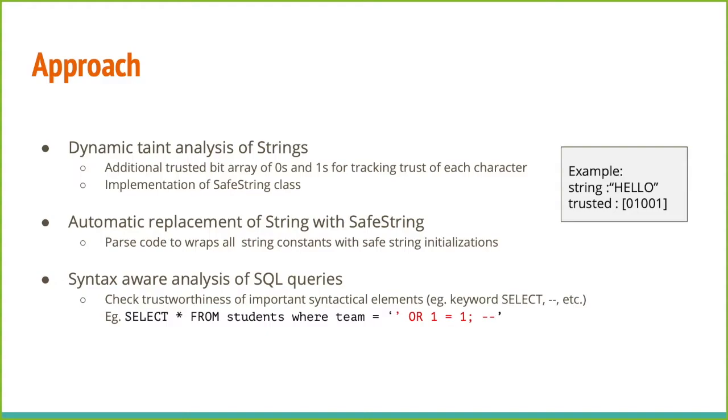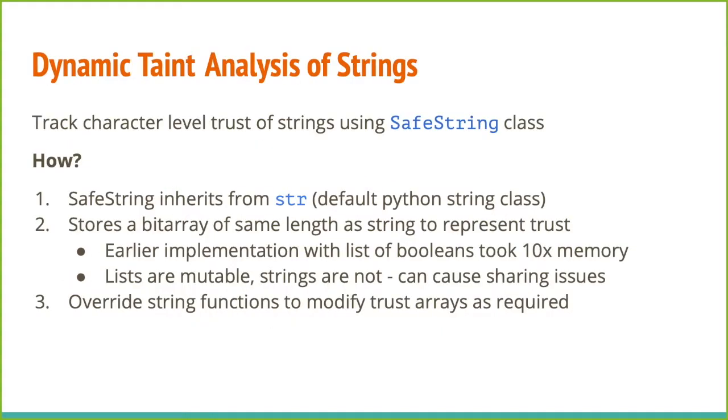We break it into syntactic components and ensure that the important components are trusted. We perform dynamic taint analysis on the strings by tracking the trust value of each character in a safe string. We do this by inheriting from the Python string class. Depending on the source of the string, we initialize a trusted or untrusted bit array. Lastly, we override the inbuilt string functions to modify the trust array to reflect any string modifications appropriately.